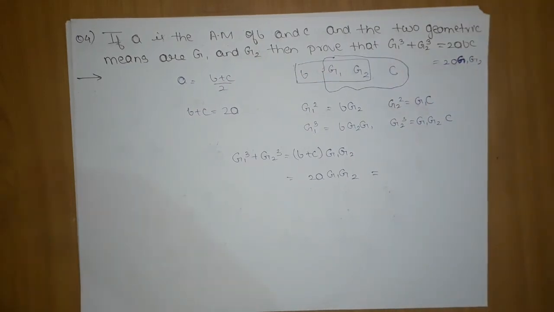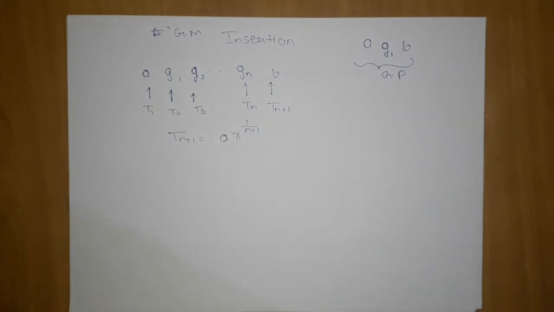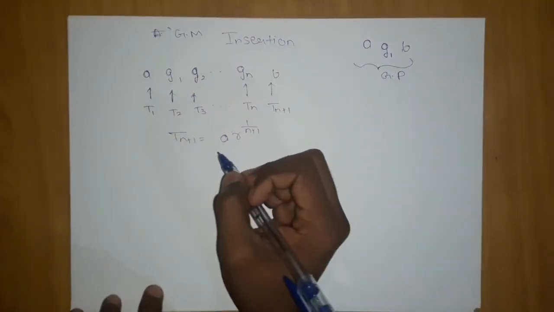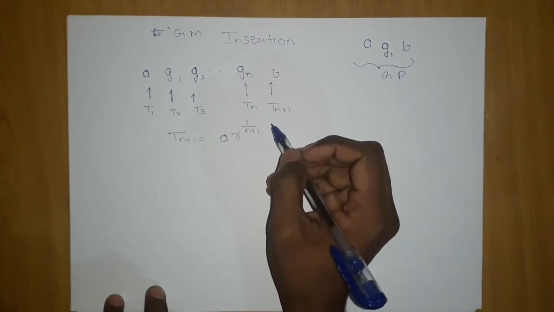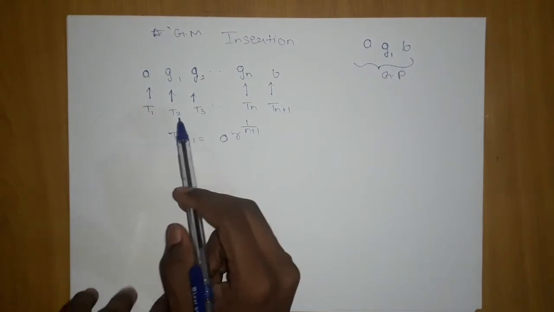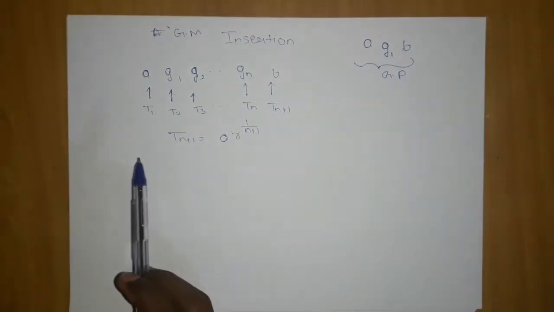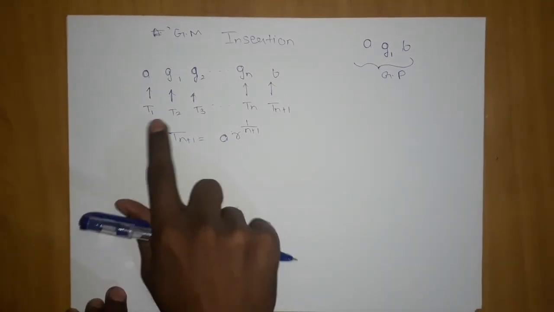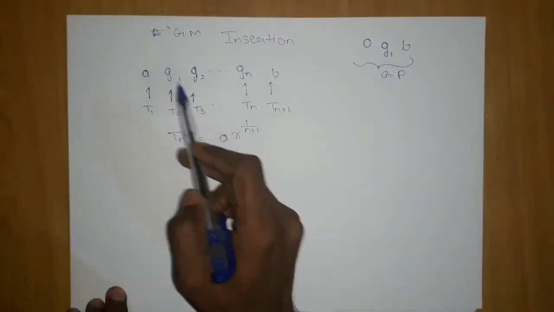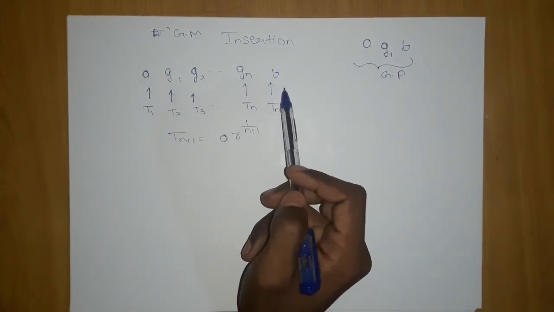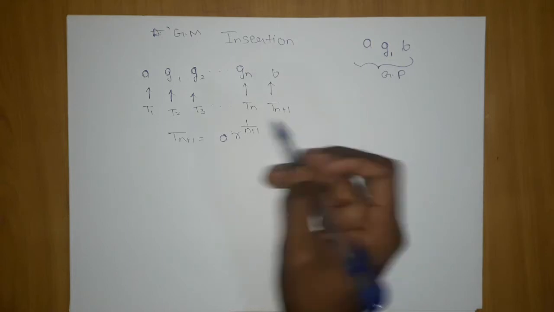But let me check the question again. So tn plus 1, this term is tn plus 1. If it is 1 it is 0. If it is n terms, then it is n plus 2 terms total, and this term will be n plus 2. For tn plus 1, for 1 it is 0.